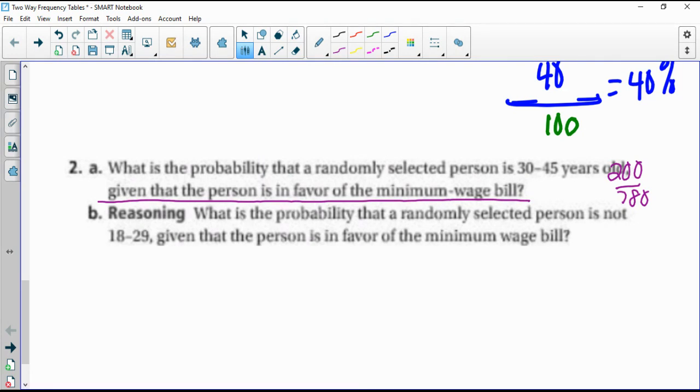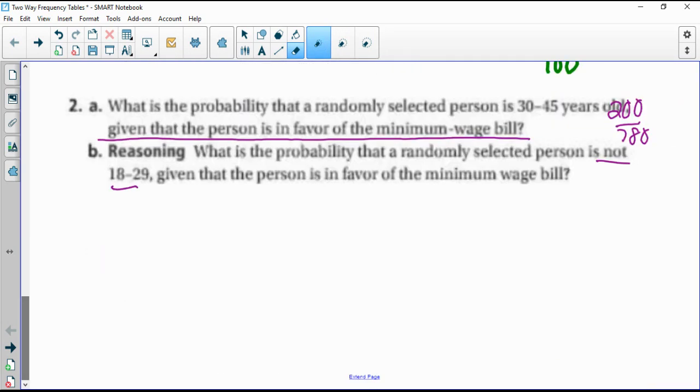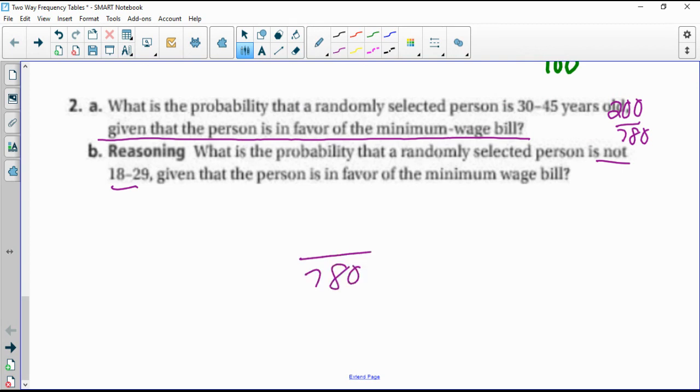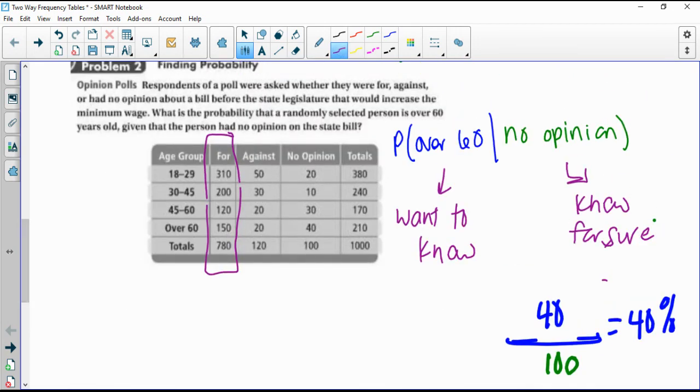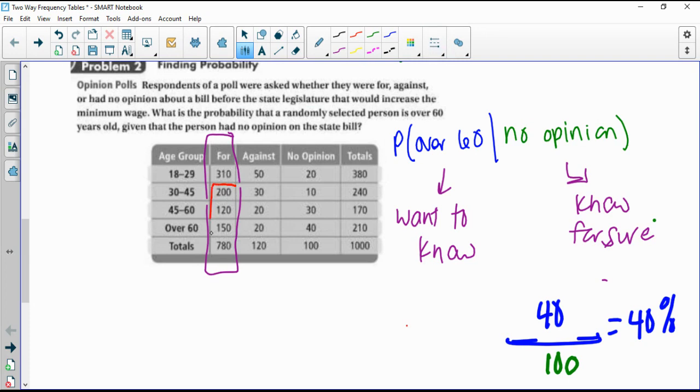Part B said, what is the probability that a randomly selected person is not 18 to 29, given that they are in favor of the minimum wage bill? So we're still looking in this 4 column. Okay. So our total is going to be out of 780 again. And we're looking for the probability that they are not 18 to 29. So what that means is we want everybody except for the 18 to 29 group. So we want all of these people. So we just need to add those together.